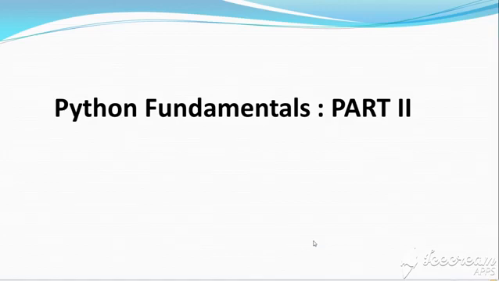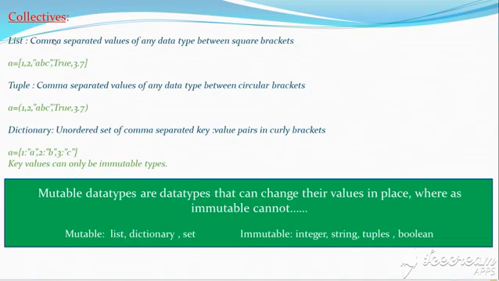Last time we were discussing Python fundamentals, in which we talked about the different tokens, keywords, and identifiers. We already discussed what literals are, including string literals and numeric literals. Now we will see what collectives are. Collectives: list, tuple, dictionary and set come out to be the collectives.